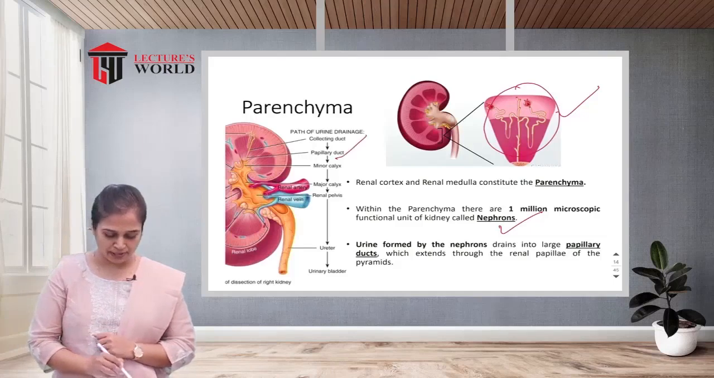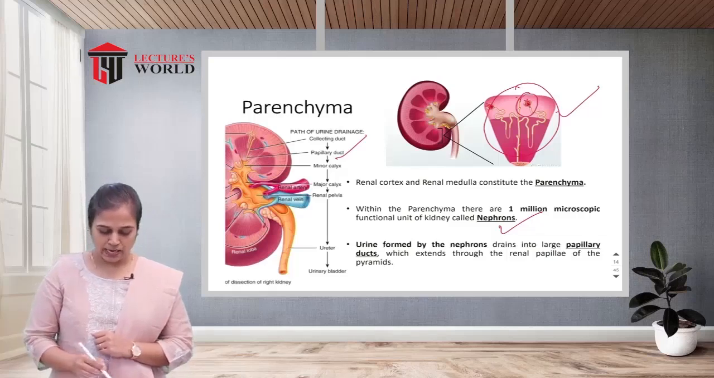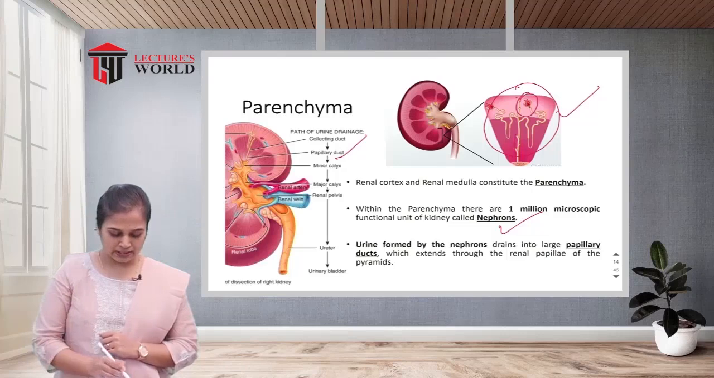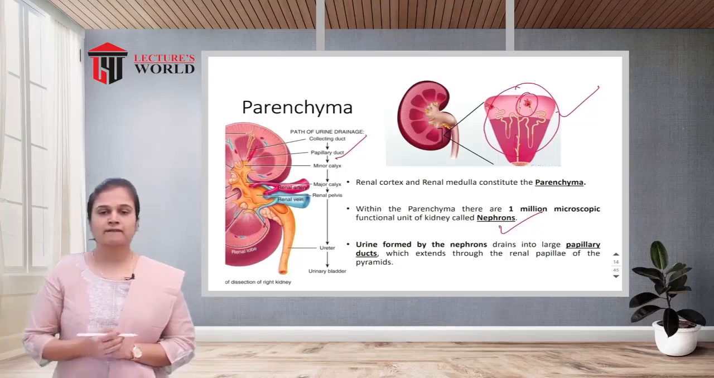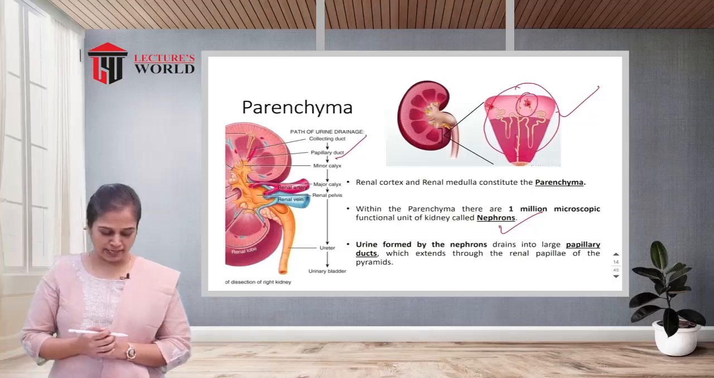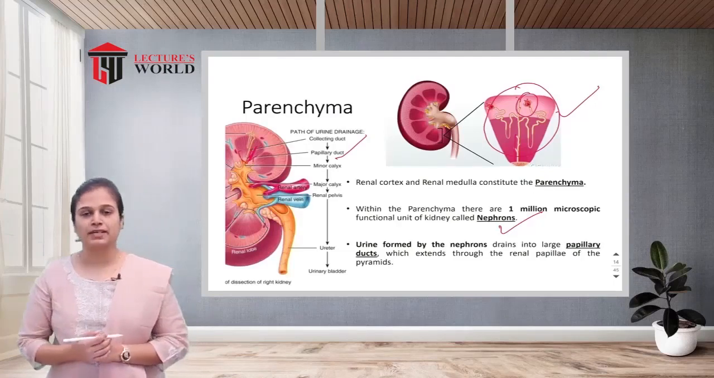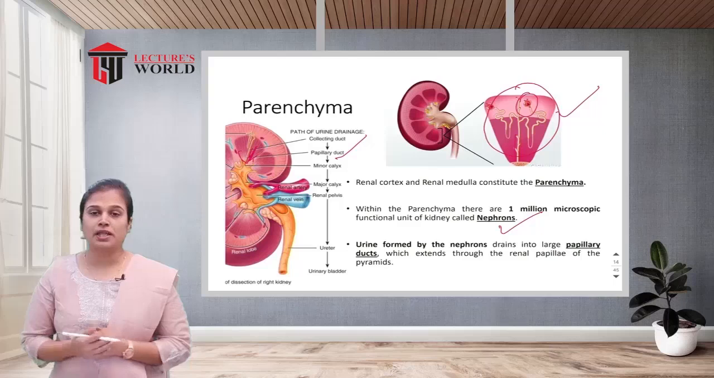Urine formed by the nephrons drains into the large papillary duct. This one is the papillary duct. So whatever urine is formed in the nephrons drains into the large papillary duct. These are the ducts, which extend to the renal papilla of the pyramid, and the urine passes through it.